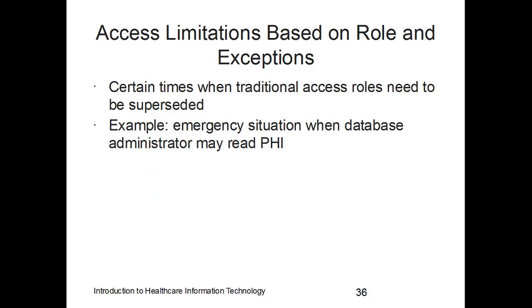Now, when it comes to access limitations based on the role and exceptions, there are certain times where traditional access roles need to be superseded. For example, in an emergency situation, there may be a point where the database administrator may have to read the PHI because you're dealing with an emergency situation. Normally, that role would not have that kind of access to PHI. But in this situation, that's in an emergency, the overall goal is to care for the patient. So that rule is overlooked at that time because it is an emergency situation.